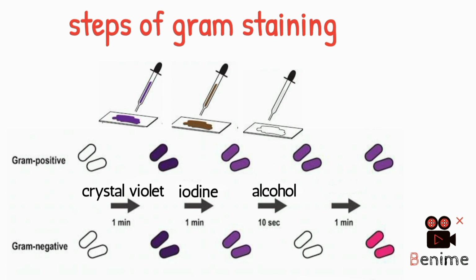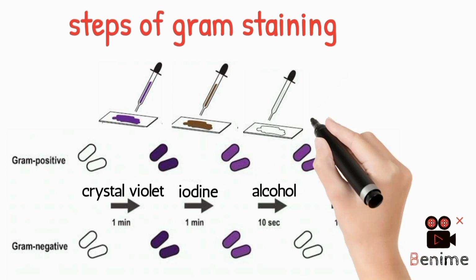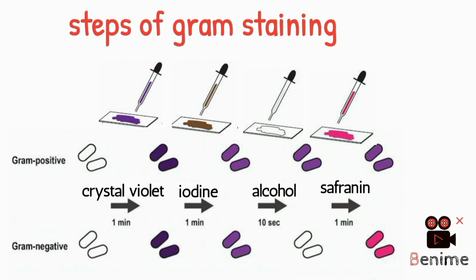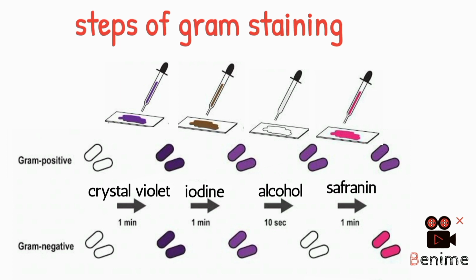In the next step, we add a counterstain safranin, and gram-positive will remain purple or blue, whereas the gram-negative will take the pink color. So that's how gram staining works. In the final step, gram-positive remain purple or blue and gram-negative become pink. So this is how, on the basis of gram staining, we have two types of bacteria, gram-positive and gram-negative bacteria. Gram-positive are stained purple or blue and gram-negative are stained pink.